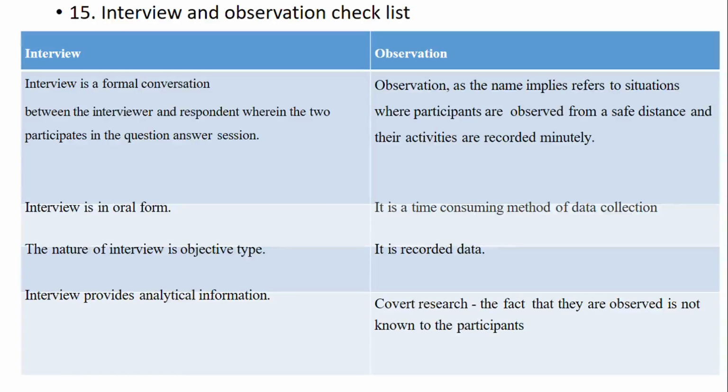Difference between interview and observation. An interview is a formal conversation between the interviewer and the respondent, where the two participants are in a question-answer session. Interview is in oral form, objective type, and it gives analytical information. Observation, as the name implies, refers to a situation where participants are observed from a safe distance and their activities are recorded minutely. It is a time-consuming method of data collection. It is recorded data, and the observed are not known to the participants.